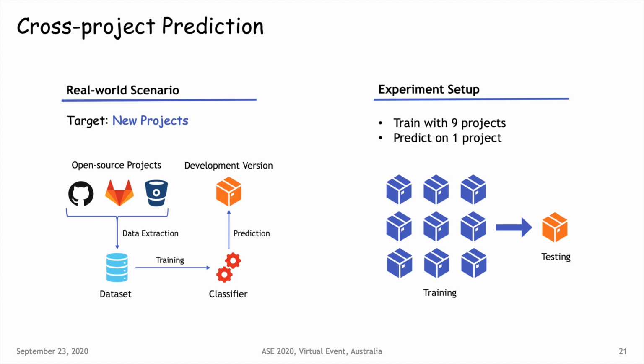Next, for new projects, there are no sufficient historical releases for training. As such, we may collect data from open source projects to train MockSniffer. To simulate this scenario, we performed cross-project prediction. Specifically, we trained MockSniffer with 9 projects and predicted on the remaining one. This procedure was repeated on the 10 projects.